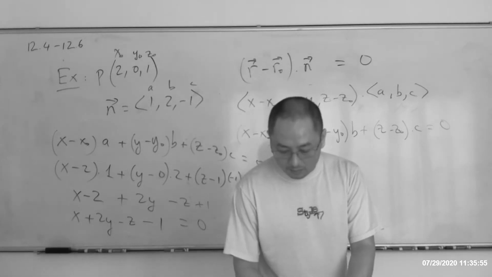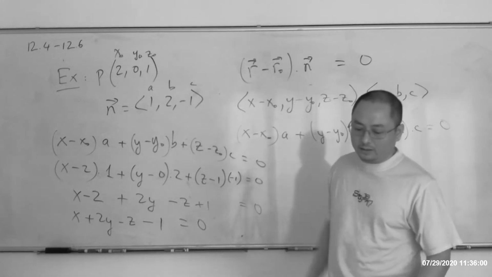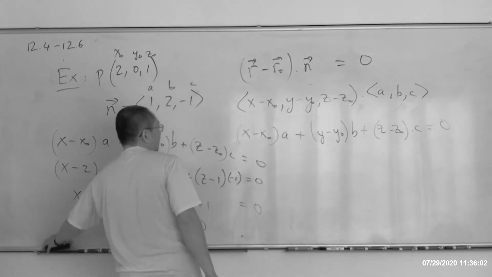And the last formula for this section is the distance formula. You have a point and you have a plane. How do you find the distance between the point and the plane?